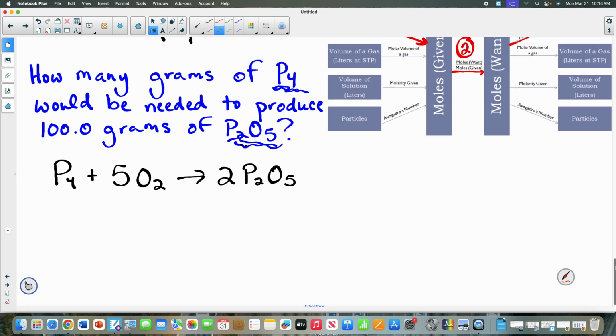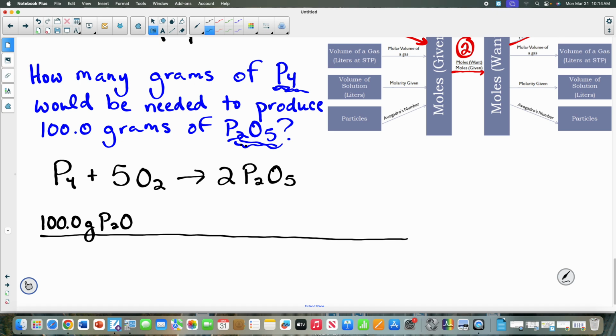Okay? So let's get our little train track going here. We need 3 steps, so we need a long one. And my number, unit, and substance that I'm starting with is what? Did you just say chicken? That's right. I said 100 grams of P2O5. Chicken, banana.